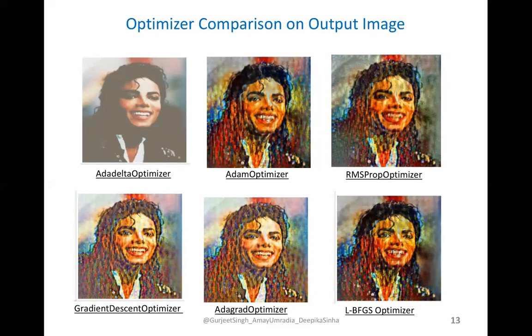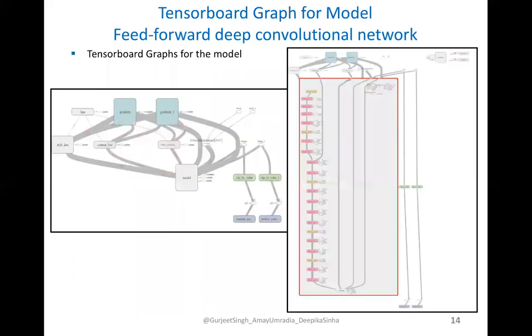If the artist had to choose which one looks visually good, it would be the one with LBFGS, which shows sharp contours of the content image and the proper texture of the style image. This slide shows the feed-forward convolutional neural network, which includes different convolution and pooling layers that we use for style transfer.